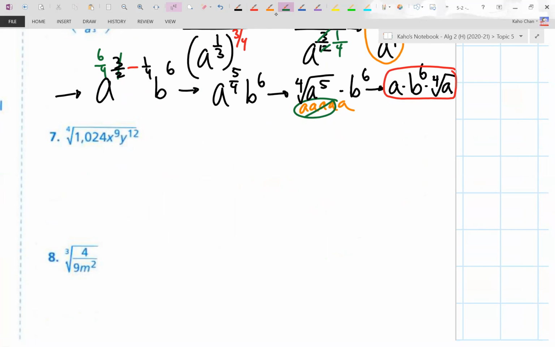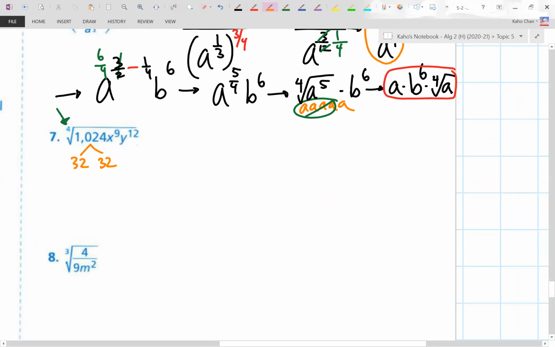Number 7 is the 4th root. We're looking for 4 factors. Breaking down 1024. Did you know that 1024 is 32 times 32? I mean, you can start breaking it with 2's, but I'm just going to tell you, I kind of know that one. 32 is 5 twos, so there are a lot of 2's there. Now the x's, let's break those down. Notice I grouped them into 4's and y's.